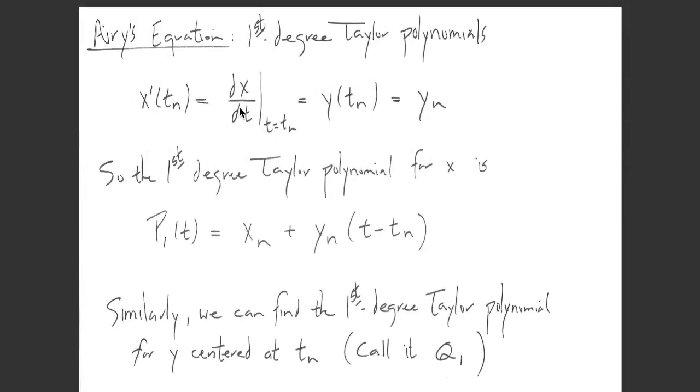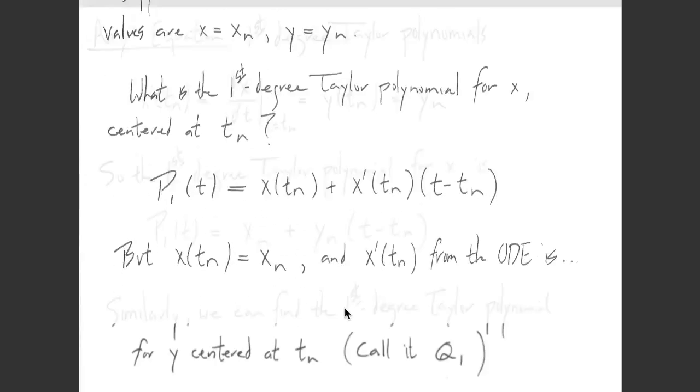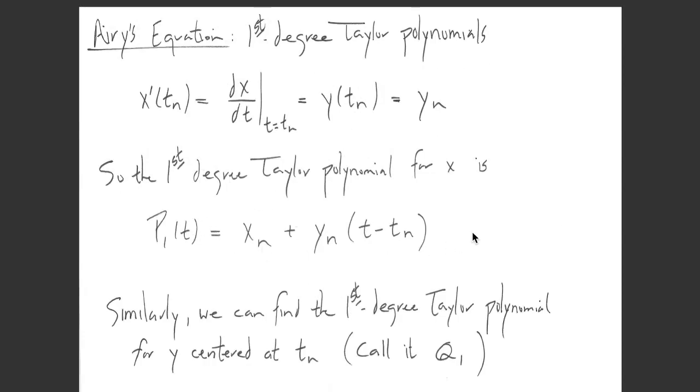That's from our original system for Airy's equation. So x prime of t sub n would be the derivative of x evaluated at time t sub n, but from Airy's equation, we see that that's y evaluated at time t sub n, and so that's y sub n. So x prime of t sub n is y sub n. So the first degree Taylor polynomial for x would be x sub n plus y sub n times t minus t sub n. Again, I'm just using what I know about x prime of t sub n, namely that it's y sub n, and x of t sub n, and plugging those into my generic form. So there we have the first degree Taylor polynomial for x.